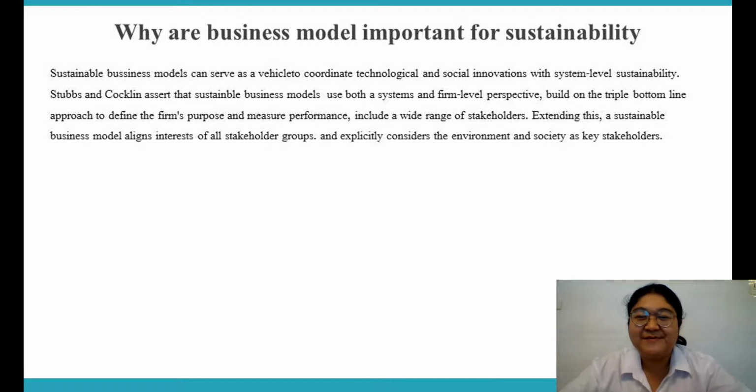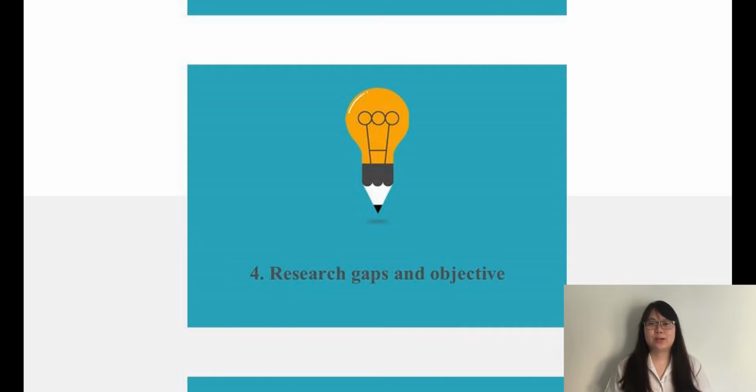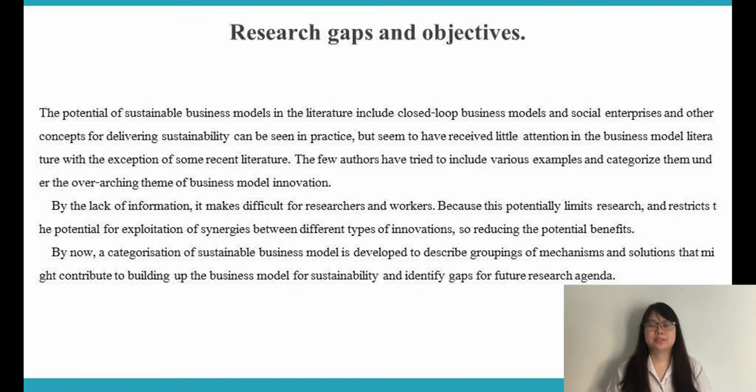Now I would like to expand on research gap and objective. The potential of sustainable business models in the literature includes closed-loop business models and social enterprise, and other concepts for delivering sustainability can be seen in practice, but seem to have received little attention in the business model literature, with the exception of some recent literature.